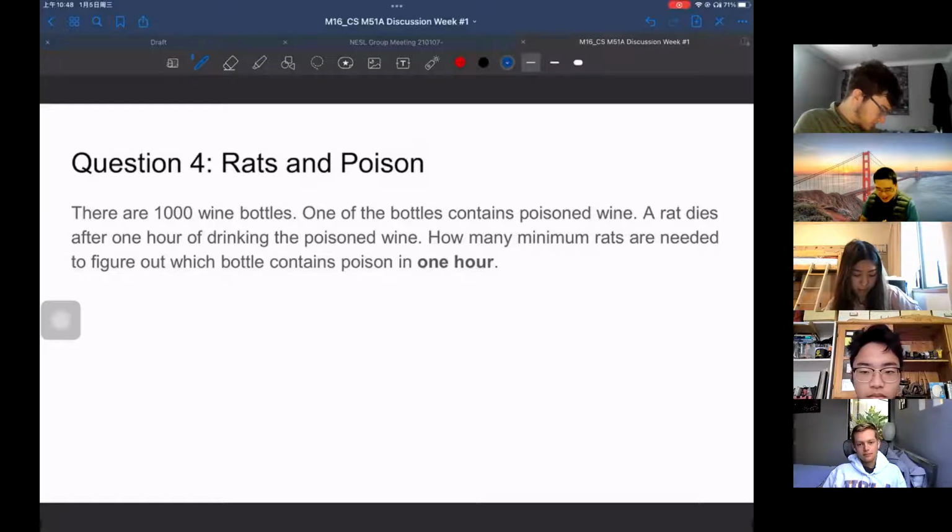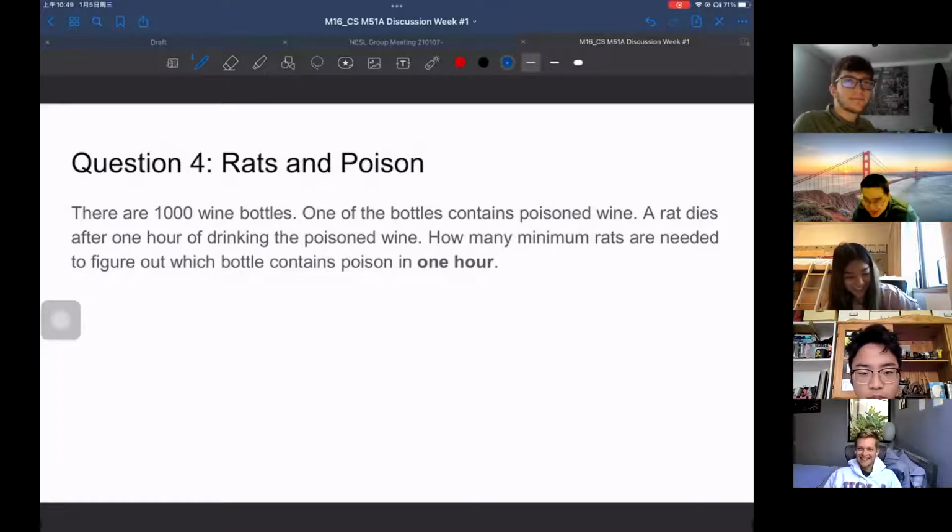So I have a timer. Then I ask one rat to drink one bottle every, let's say, 5 seconds, and I will calculate when it dies. Then I know which bottle it drank to cause the death. But that's cheating, though theoretically you just need one rat to do that. Okay, I don't allow you a timer, and I only allow one rat to drink one sip every hour to avoid this confusion.